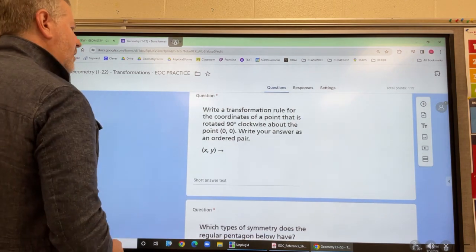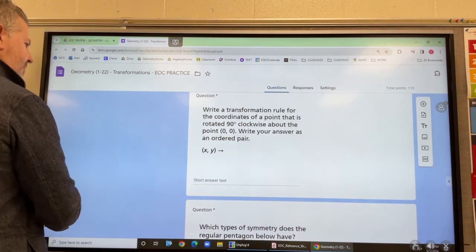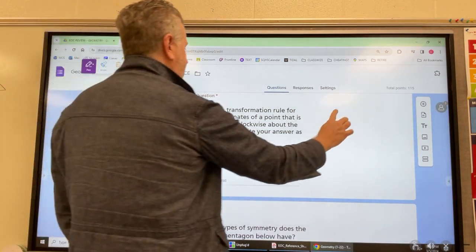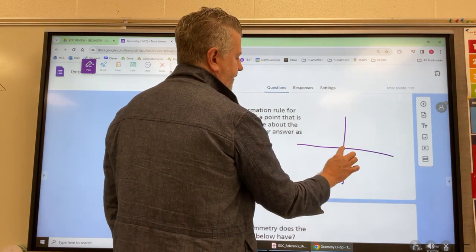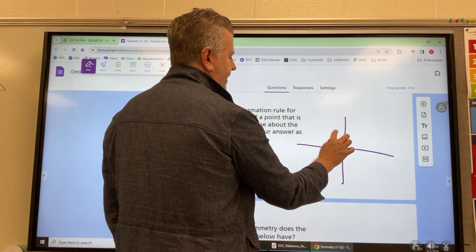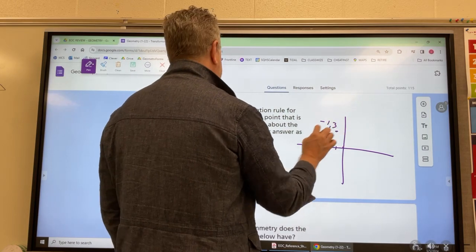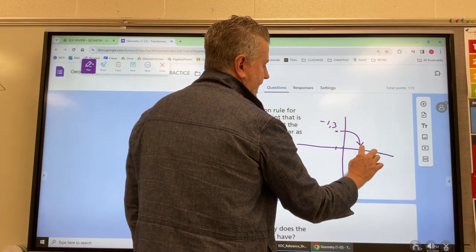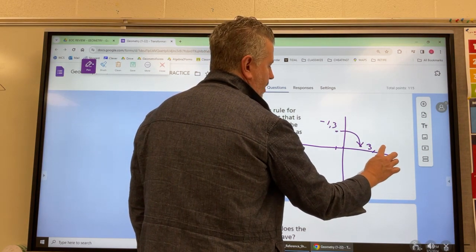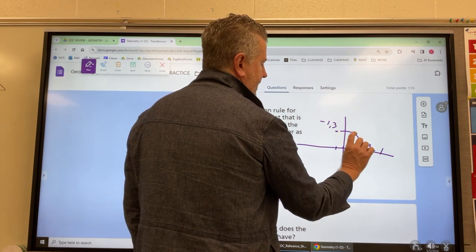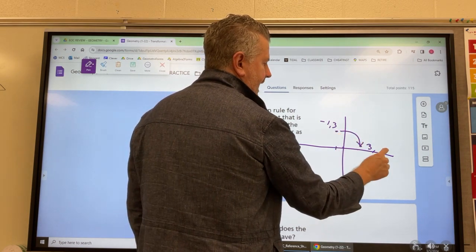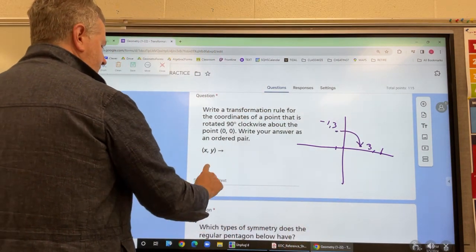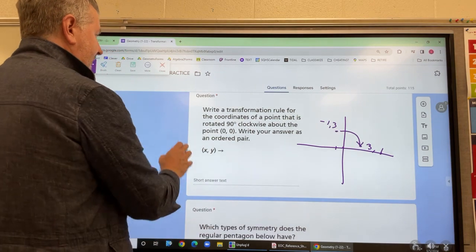Write a transformation rule for the coordinates of the point that is rotated 90 degrees clockwise around the origin. Write your answers as an ordered pair. So I always remind myself, what is the rule? So if we're at negative 1, 3, and we're rotating 90 degrees counterclockwise, we're going to end up right here at 3, 1. So negative 1, 3. We're switching x and y and changing the sign of the y value.